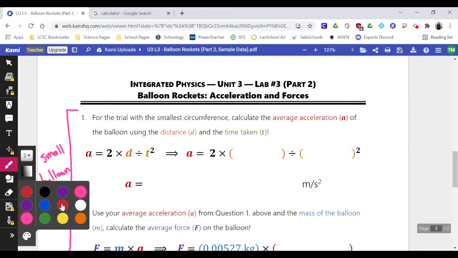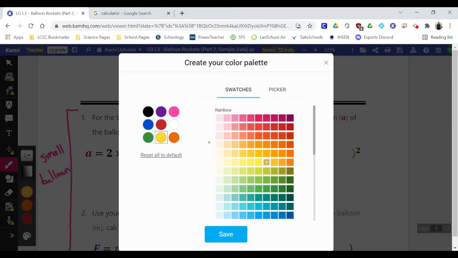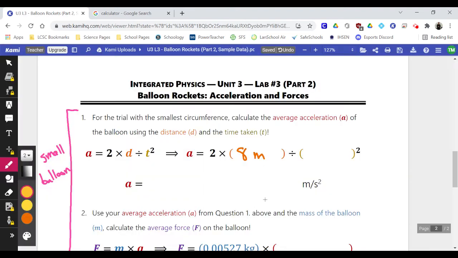Okay, so the distance traveled was 8 meters. And again, it should basically be 8 meters no matter what, as long as it's making it all the way across. Let me see if I can get a darker color of yellow. That'll show up better. That's a little better. Okay, and then the time it took for this small balloon was 2.14 seconds. Okay, so in order to calculate the acceleration, we need 2 times this 8 divided by 2.14 squared.